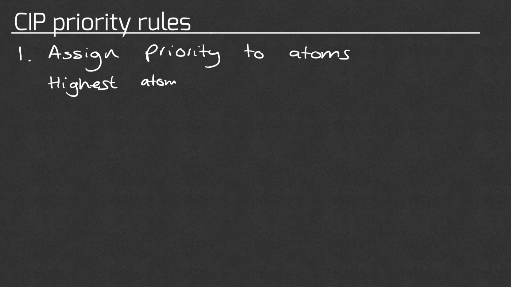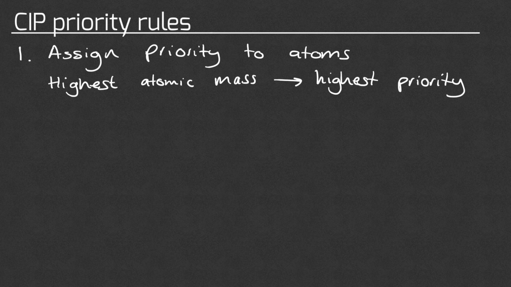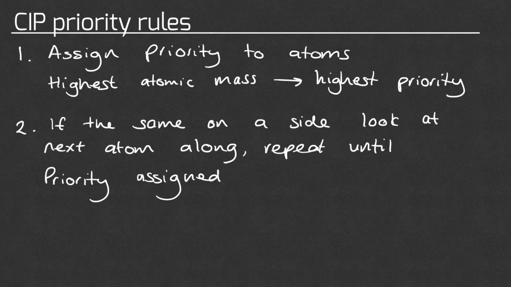We use something called the CIP priority rules to help us determine whether we've got an E or a Z isomer on slightly more complicated alkenes. The first rule is that you assign priority to atoms where the atom with the highest atomic mass has the highest priority. If you have two of the same atoms on a side, you then look at the next atom along and assign priority to whichever atom's got the highest mass. If they're the same, you keep going until you find a difference where you can assign priority. We'll look at an example now where this will make a little bit more sense.